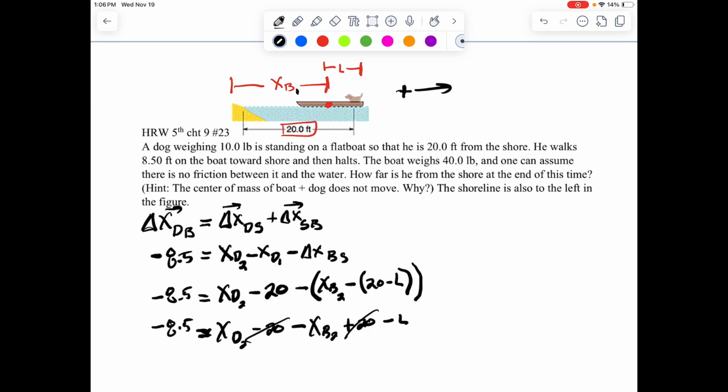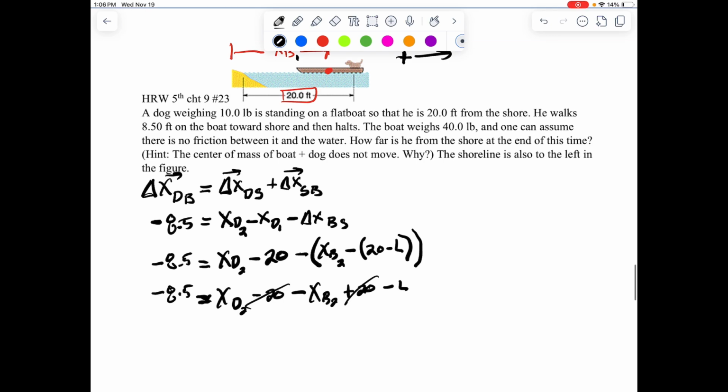Like how far you are from the shore. I don't know. At the beginning. Then we got to get this boat. So that comes over here. X boat 2 is going to be X dog 2 plus 8.5 minus the L.